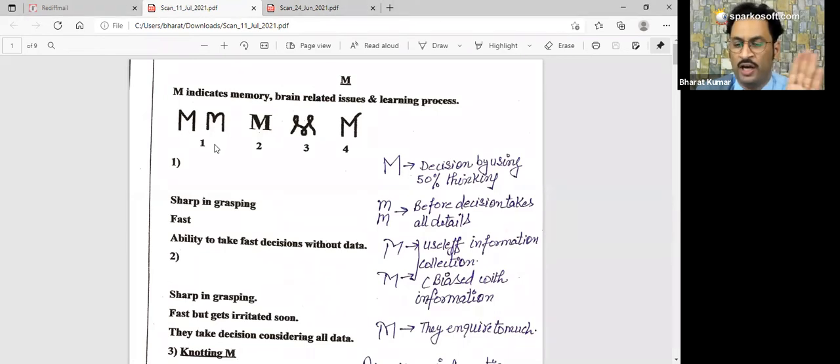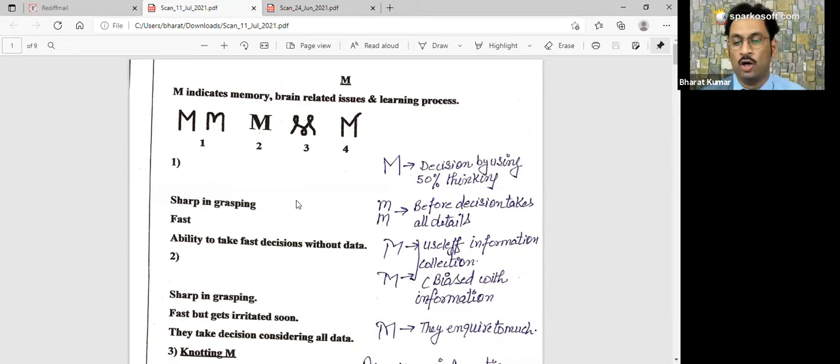So now if you have type 1 of M, remember type 1 of M, those people having this balanced M have a sharp mind. They are very sharp in grasping and learning, and they are supposed to be fast learners. Now don't think that if your child is making the type 1 M, the child will always be a fast learner. We have to check Y and T also and A.